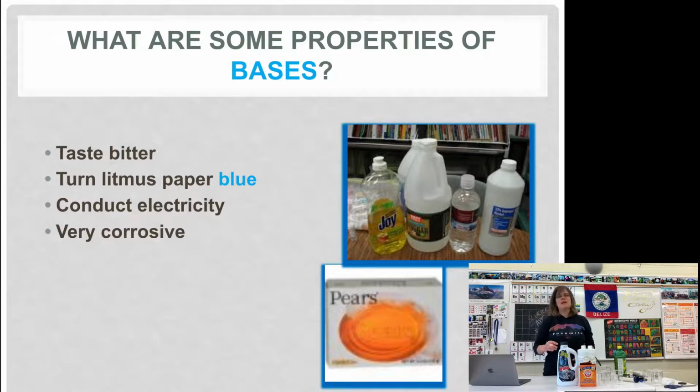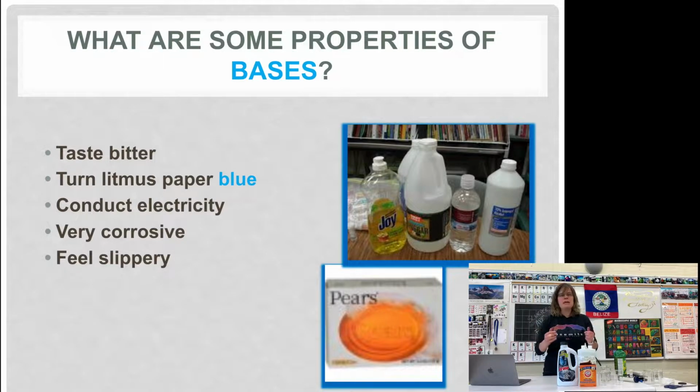Very corrosive. So it also is able to corrode things. It's just that bases don't necessarily corrode metals, which is why you can pour Drano down the drain. It actually corrodes and eats through the disgusting hair that you have in the drain, and it burns through it so that you can actually have a nice shower.